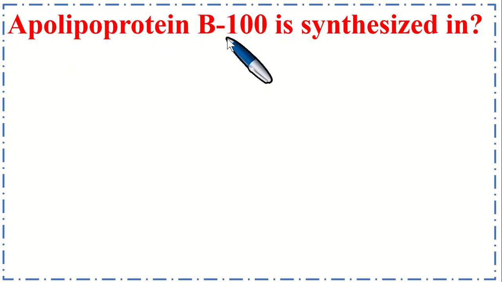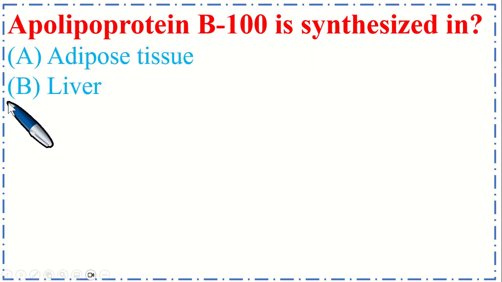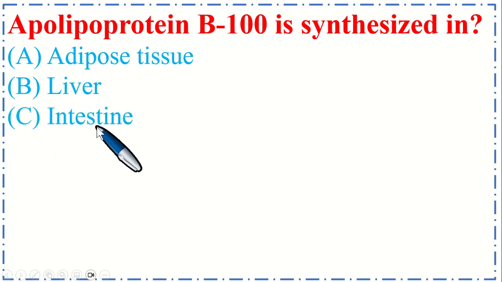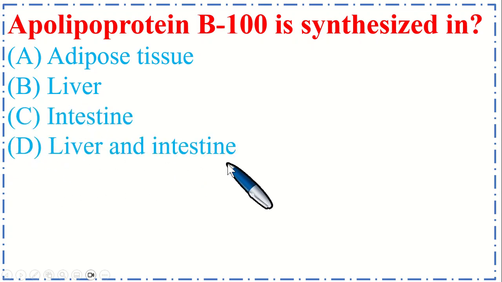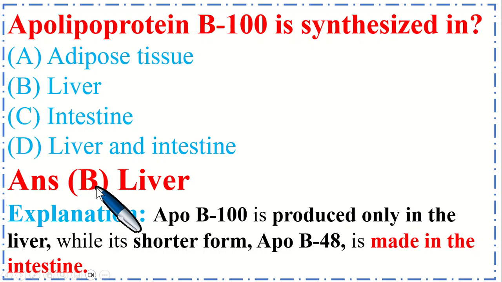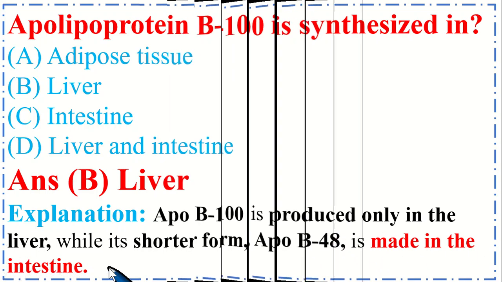Apolipoprotein B100 is synthesized in: option A, adipose tissue; B, liver; C, intestine; and option D, liver and intestine. So the correct option is B, liver. Apo B100 is produced only in the liver, while its shorter form, apolipoprotein B48, is made in the intestine.